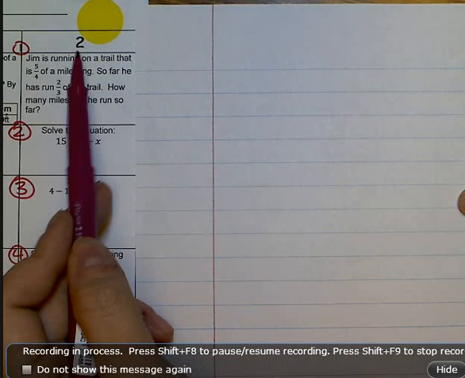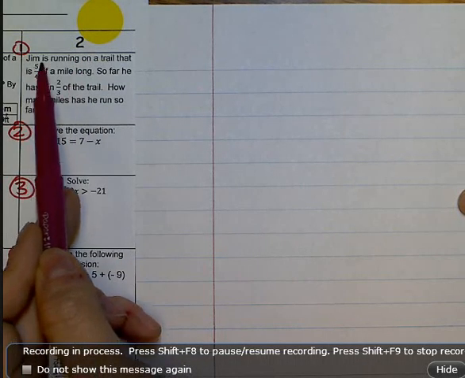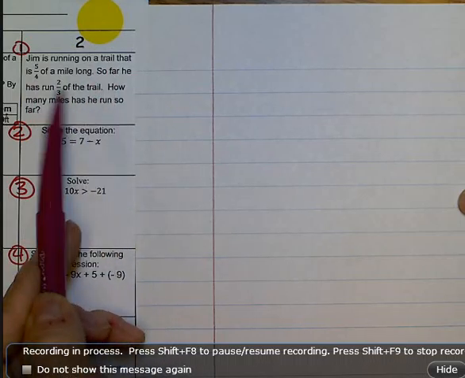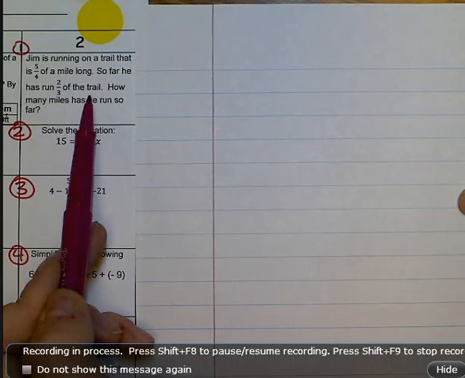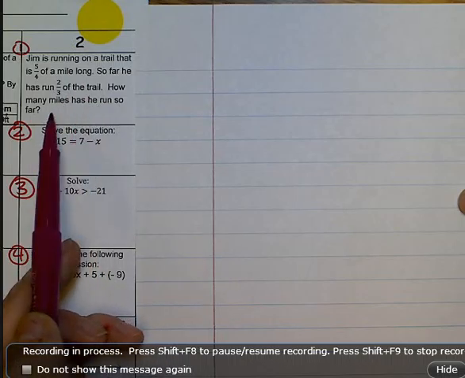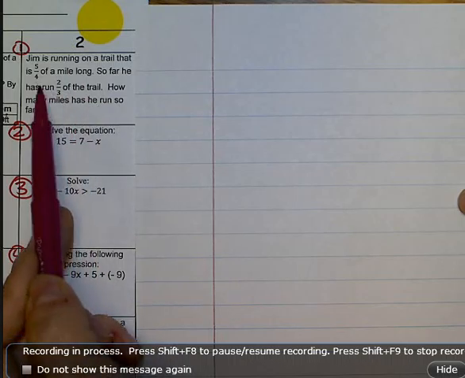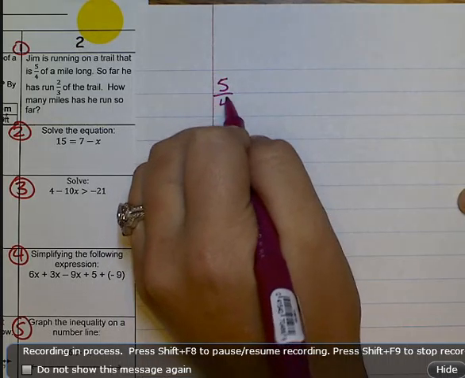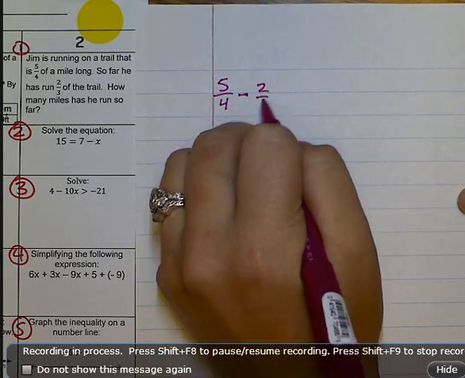Level 2, Number 1. Jim is running on a trail that is 5/4 of a mile long. So far, he has run 2/3 of the trail. How many miles has he run so far? This is a subtraction problem because that means he's already run this much and we want to know what's left. So we're going to take 5/4 and subtract 2/3.